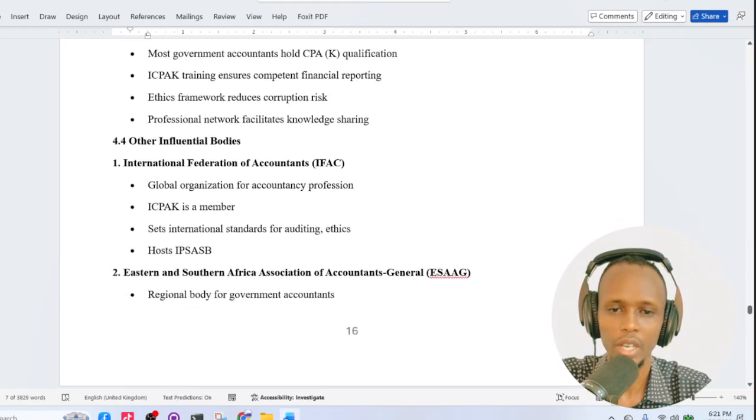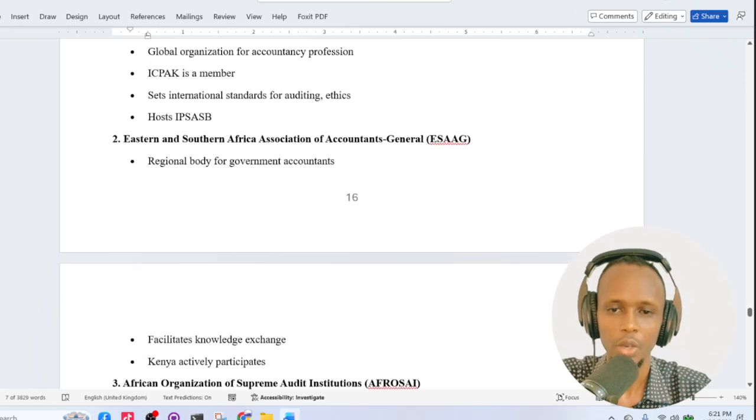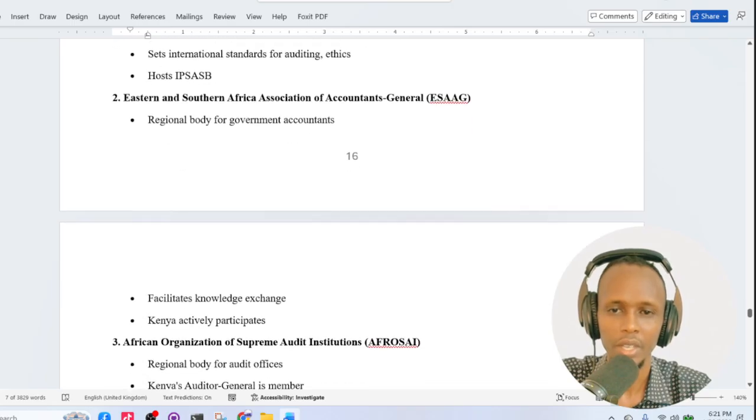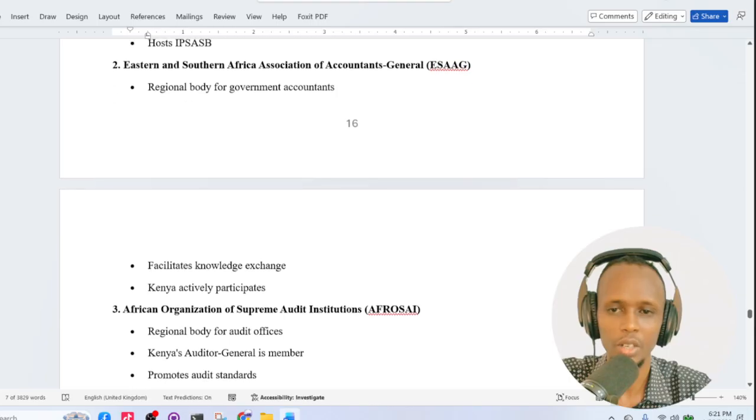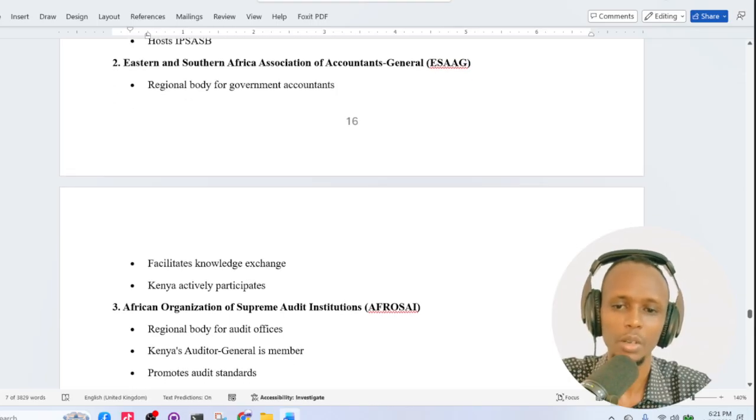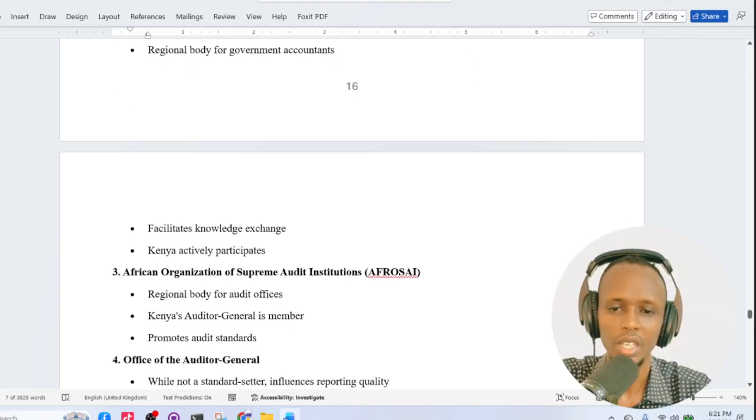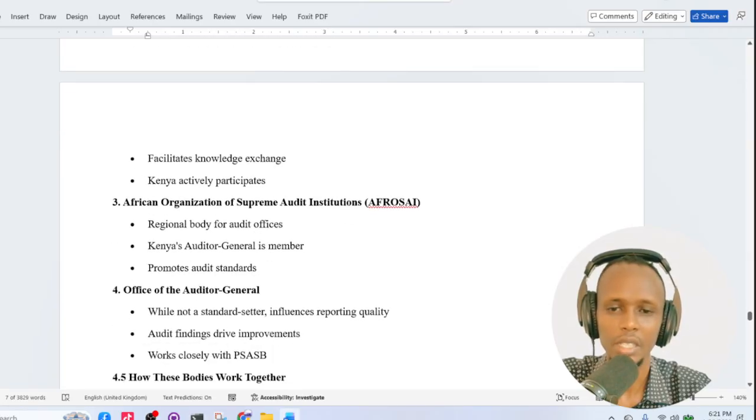So other influential bodies include the IFAC, International Federation of Accountants, Global Organization for Accountancy Profession. ISPAC is a member, sets international standards for auditing ethics. They host IPSAS PSSP. ESAC, which we are a member of, Eastern and Southern Africa Association of Accountants General, regional body for government accountants, facilitate knowledge exchange. Kenya actively participates, and sometimes we host them.